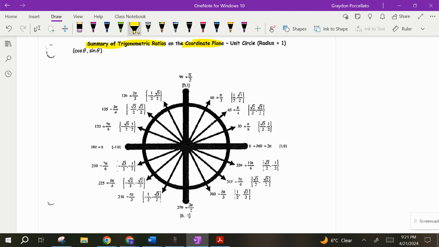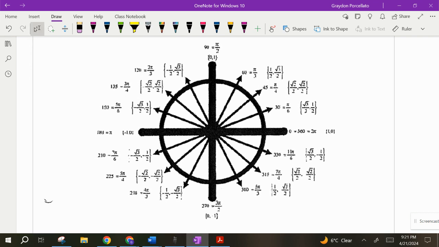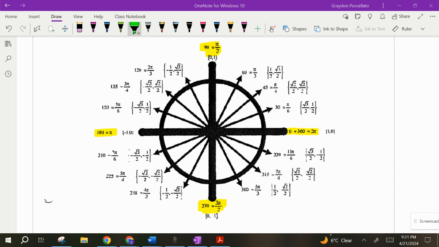So notice here, you can use this. I don't know if I'll give this to you on your test, but notice here, 0, 360, 2 pi. Okay. Here's 90 or pi over 2. Here's 180 or pi. 270 or 3 pi over 2. Okay. Notice that it gives you the conversion for each. I'm going to go through these a little bit here for you for a minute. We have our 30. 30 is pi over 6, right?